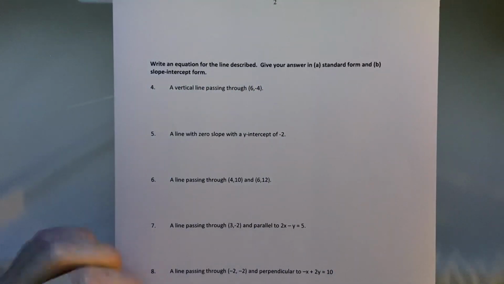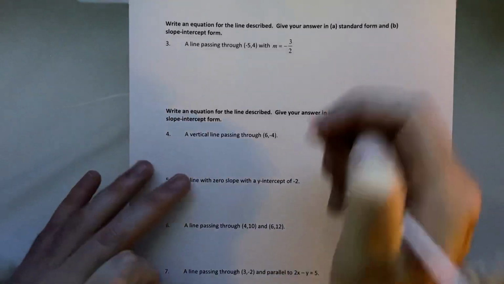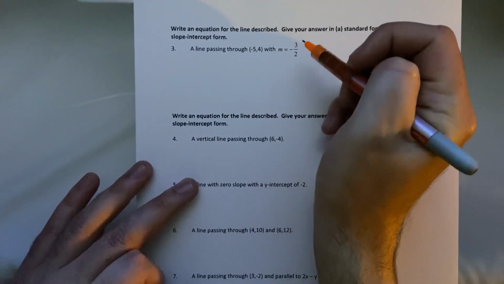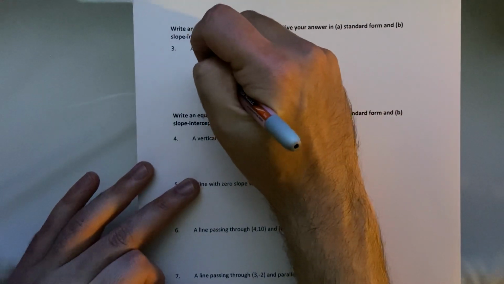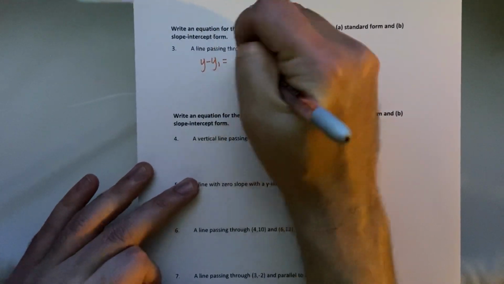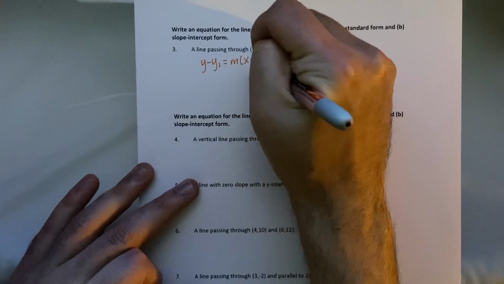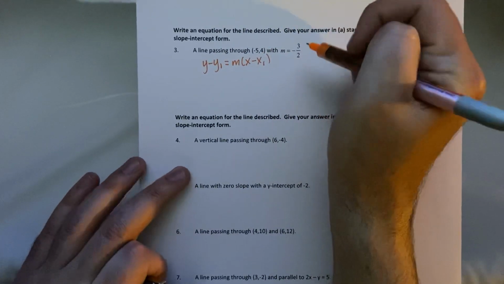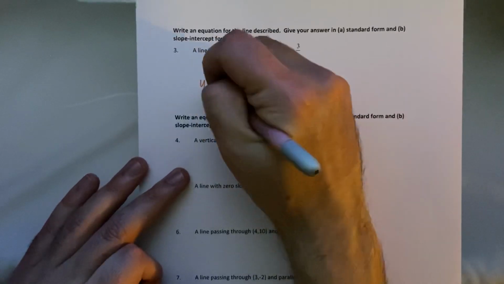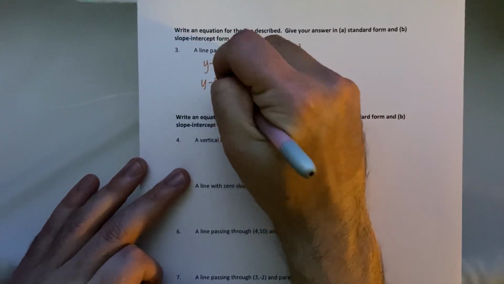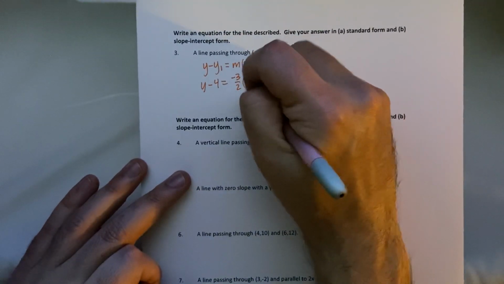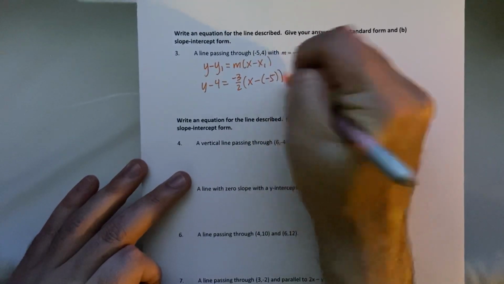Write an equation for the line described. Give your answer in standard form and slope-intercept form. So if we have a line passing through (-5, 4) with slope -3/2, that point-slope formula is y minus y1 equals m times x minus x1. So x1 and y1 are from our point. m is our slope. So y minus 4 equals -3/2 (x minus -5).